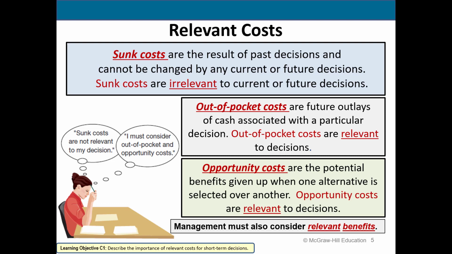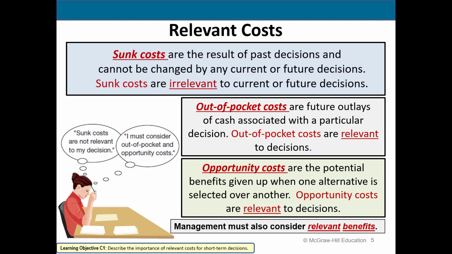An out-of-pocket cost is a future outlay of cash, which is associated with a particular decision alternative. Out-of-pocket costs are relevant because they're future costs that differ between alternatives. For example, if you are considering taking a vacation or staying at home, you will have travel cost, an out-of-pocket cost, only if you choose the vacation.